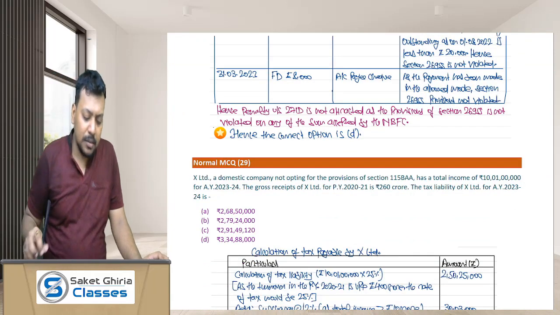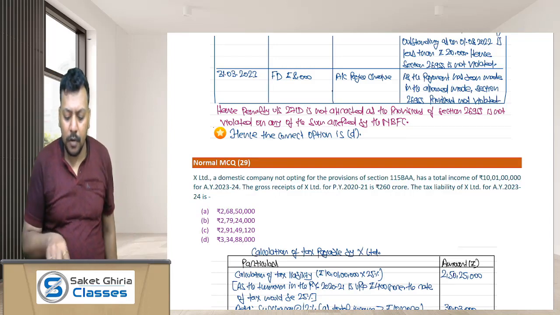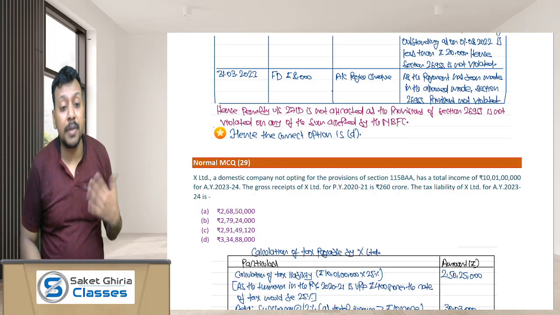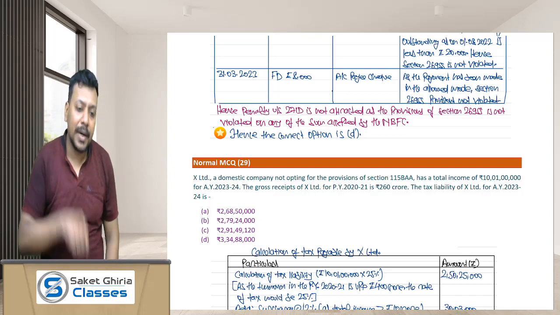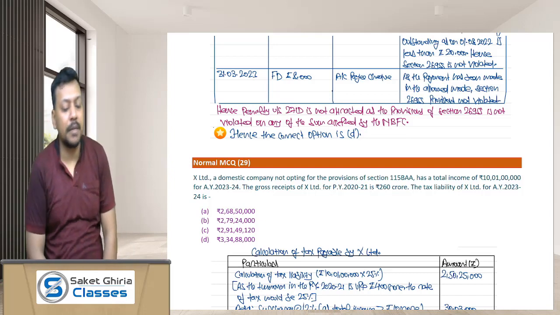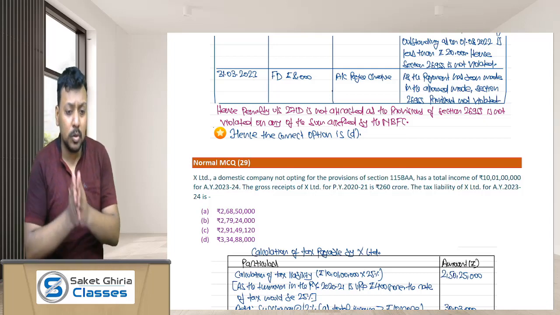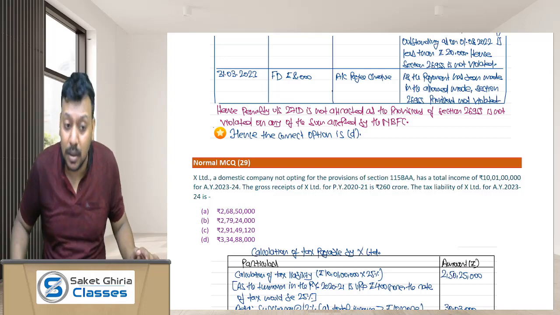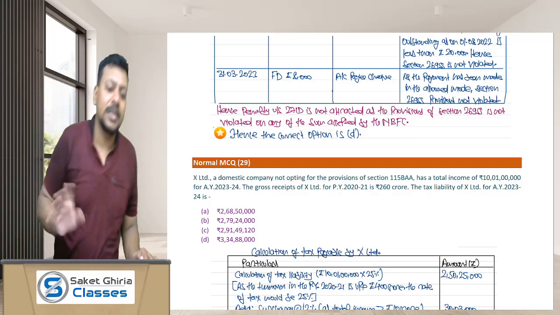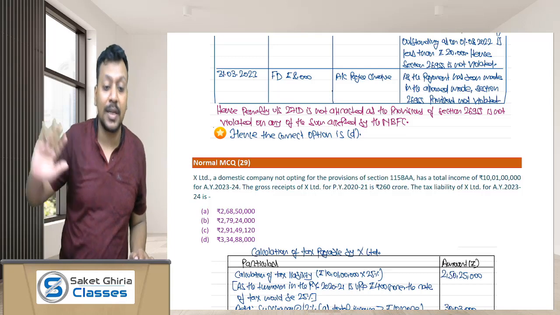Okay. X Limited, a domestic company, has not opted for 115BAA. 115BAA provides for the concession tax rate of 22% but a mandatory surcharge of 10%. Dear friends, if you are opting for 115BAA, there would be no marginal relief because the surcharge of 10% is mandatory in all cases and the surcharge rate is not changing. It is a flat 10% surcharge.